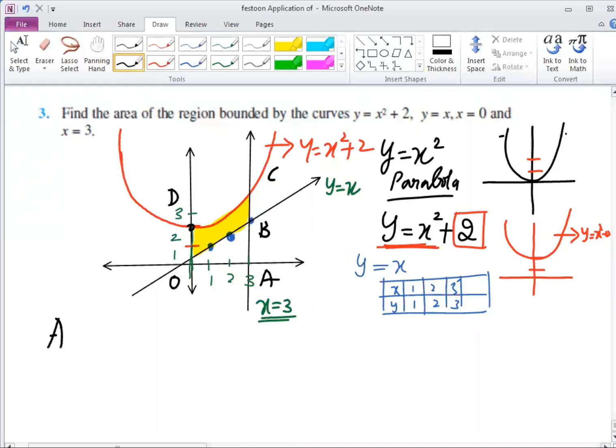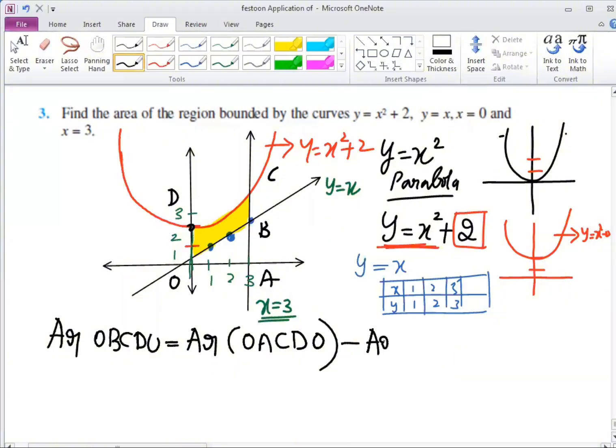Area of OBCDO, the yellow colored portion, is equal to the area of OACDO. That means the full area. I should find OACDO. Observe here. OACDO minus, I should subtract the area of OAB.